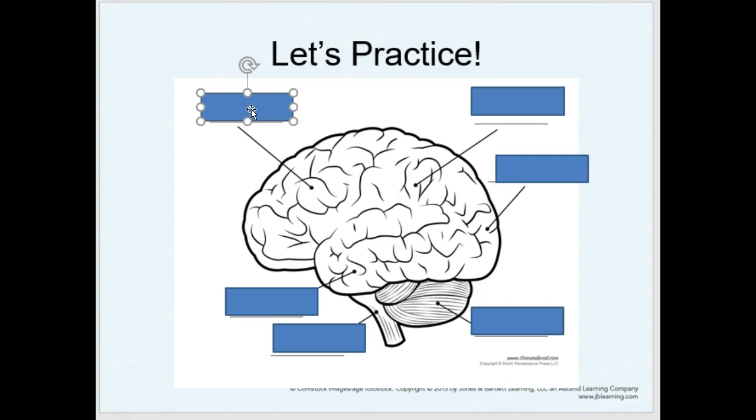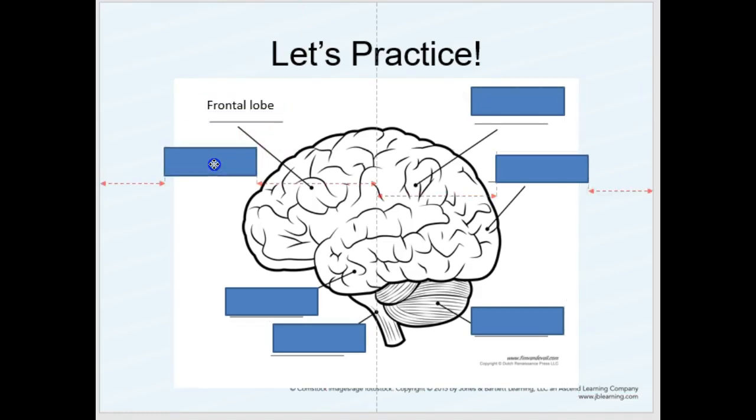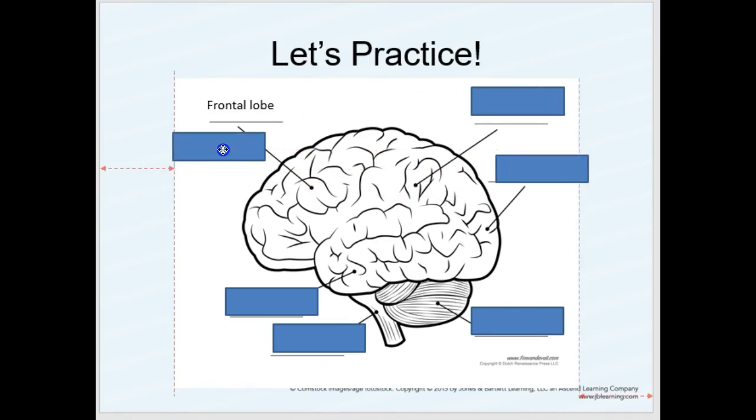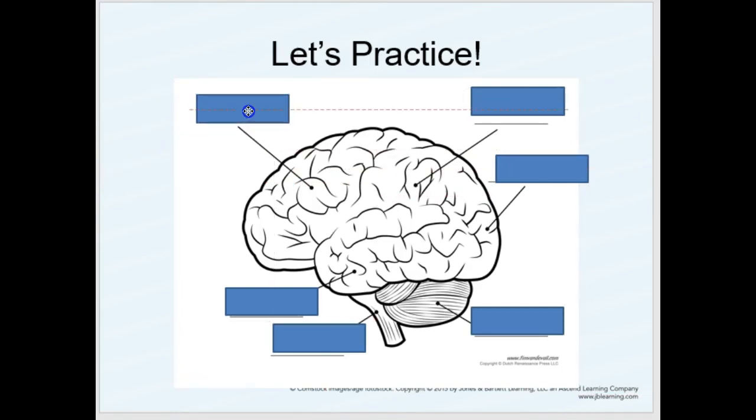So what does this represent? This could be a couple things. So think about it for a minute. And we're looking at lobes. This is going to be frontal lobe. Could also be gyri, could be cerebral hemispheres. So if you guessed any of those, that's fine.